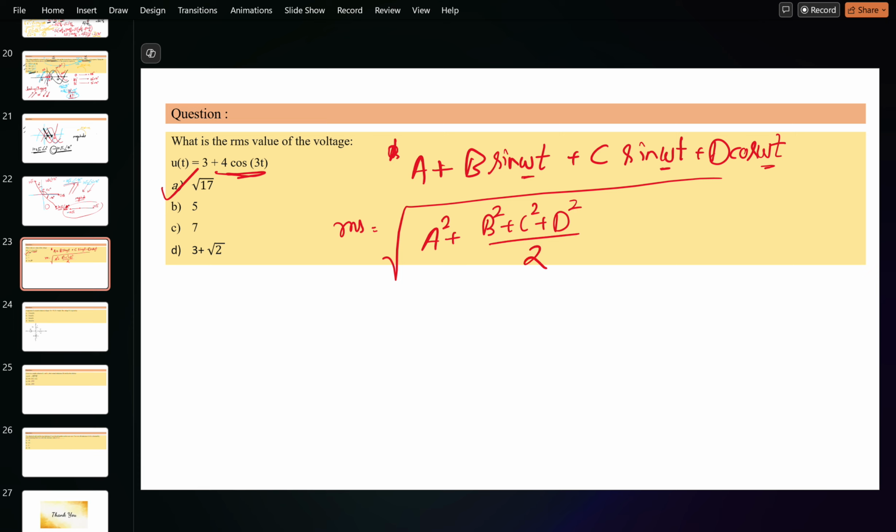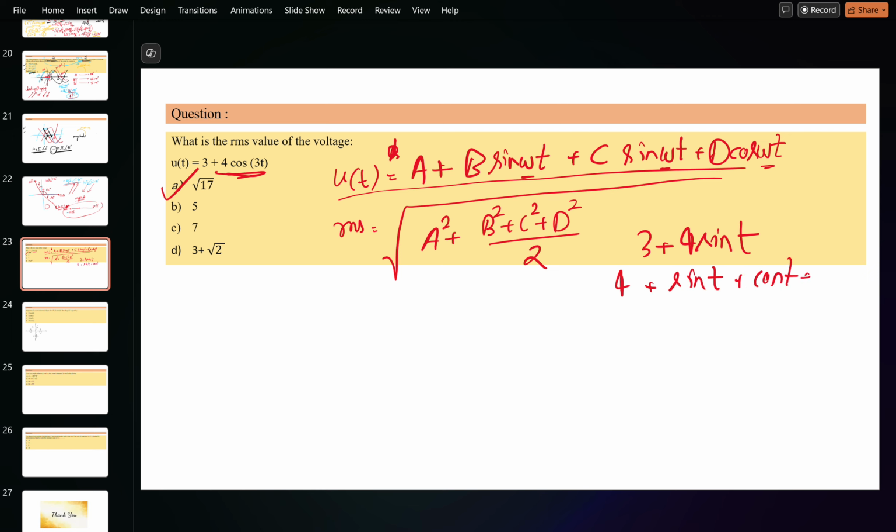So how did you write that formula, say A plus B sine omega t? This is just a generalized equation I have taken. Any question will be something like this: 3 plus 4 sine t, or one will be 4 plus sine t plus cos t plus 2 times cos t, kind of.